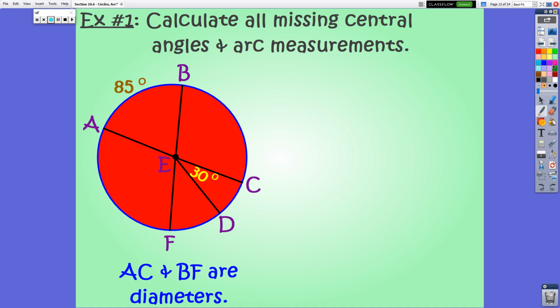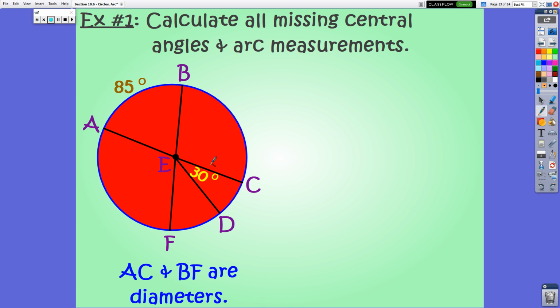And so to end out this video, we've got basically 2 examples. We're going to do one together, and then I'm going to have you guys practice your vocabulary with this example. So example 1 says calculate all missing central angles and arc measurements.